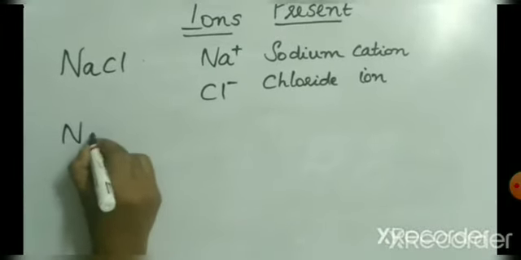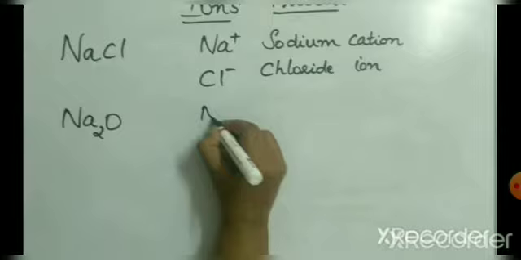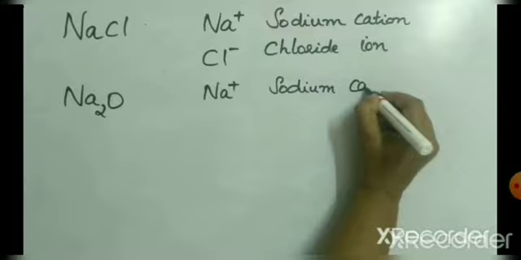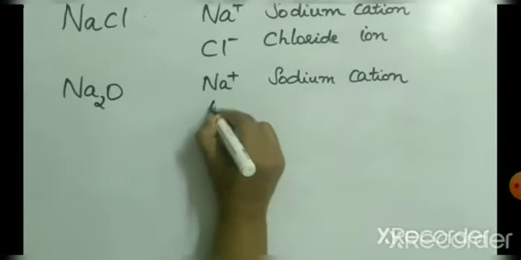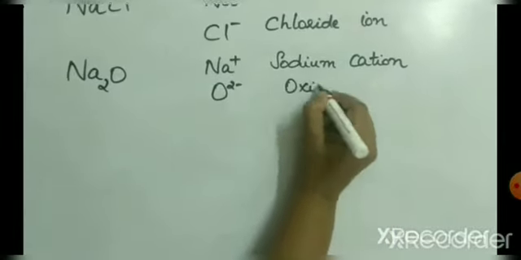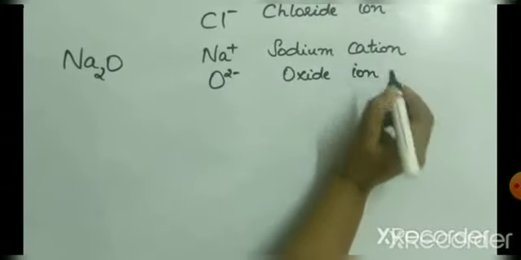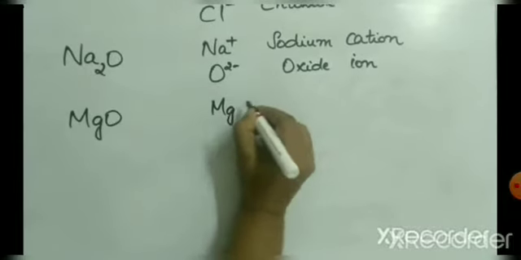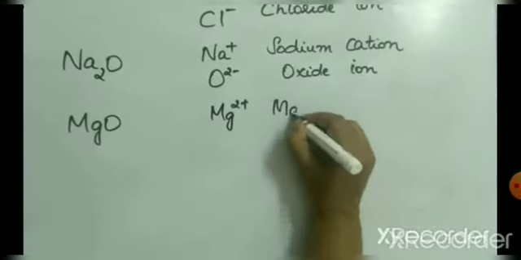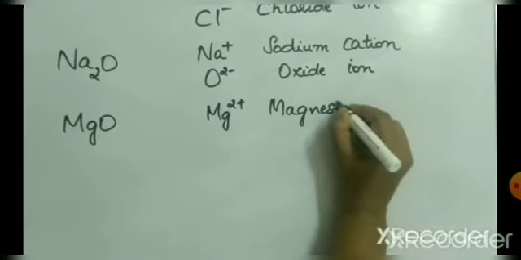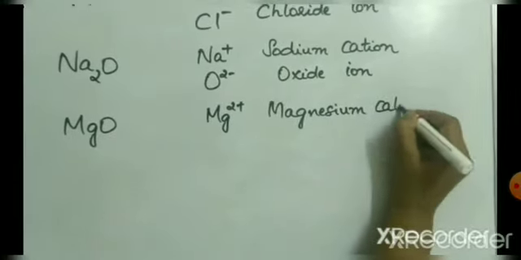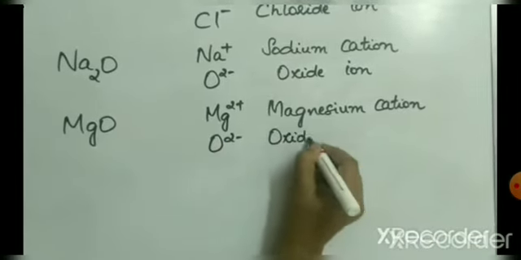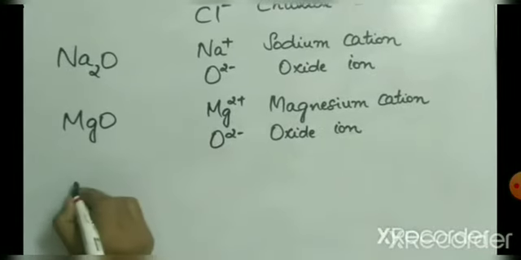Next, consider sodium oxide, Na2O. The ions present are sodium cation Na+ and oxide ion O2-. In sodium oxide, the ions present are sodium cation and oxide anion. In magnesium oxide, the ions present are magnesium cation Mg2+ and oxide anion O2-. In magnesium oxide, the ions present are magnesium ions and oxide ions.